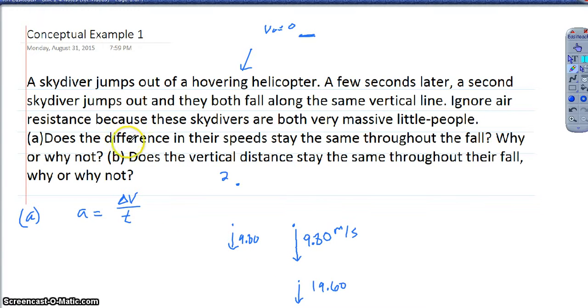So anyway, the difference in their speed stays the same because they have a constant acceleration, and the change in velocity per time then is constant. So the difference in their speed is constantly 9.8 meters per second.